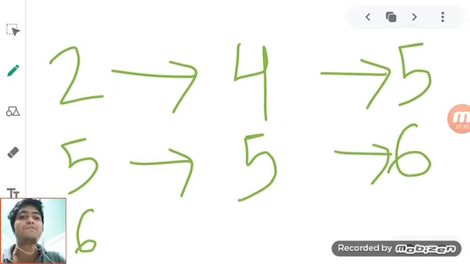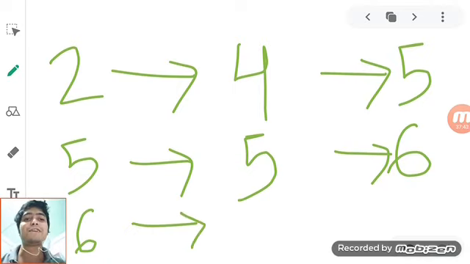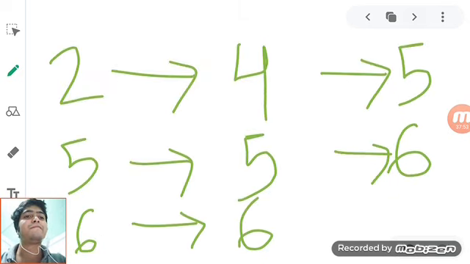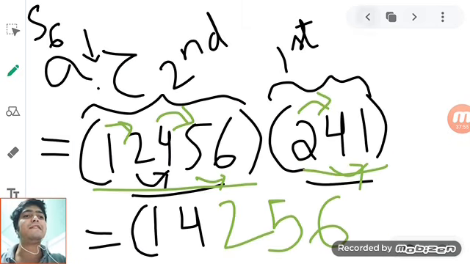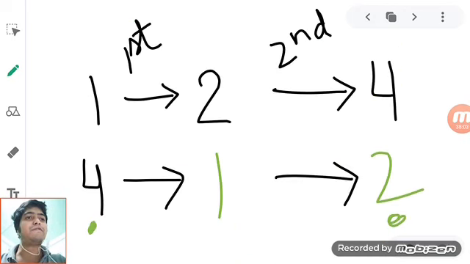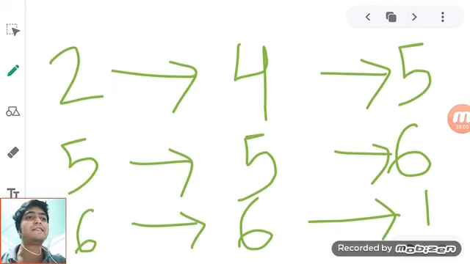This is a tedious process, but once you get the hang of it, you will be faster. 6. In the first cycle, 6 is not present, so it goes to 6. In the second cycle, 6 goes to 1. So the overall effect is 6 goes to 1.